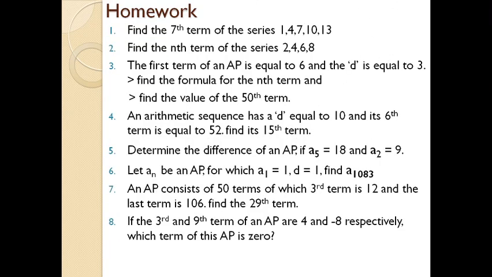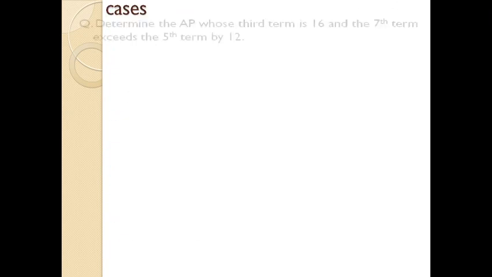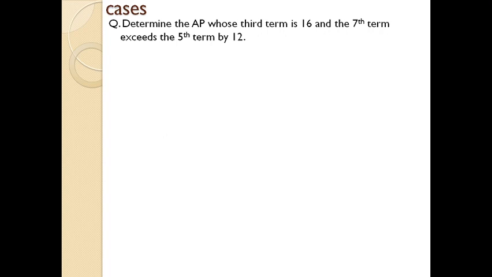Now we will discuss in detail various cases relating to arithmetic progression. First one, determine the arithmetic progression. AP is the short form of arithmetic progression. Whose third term is 16 and seventh term exceeds the fifth term by 12. Here no details are given regarding A, D and N. It's an application level question.